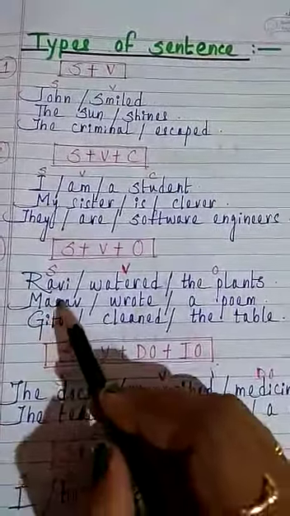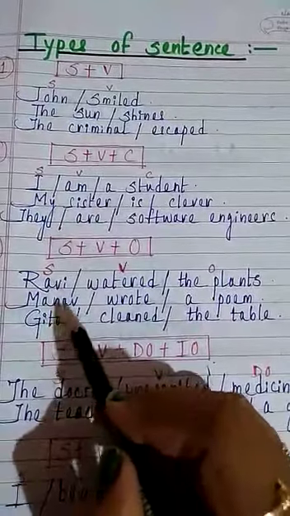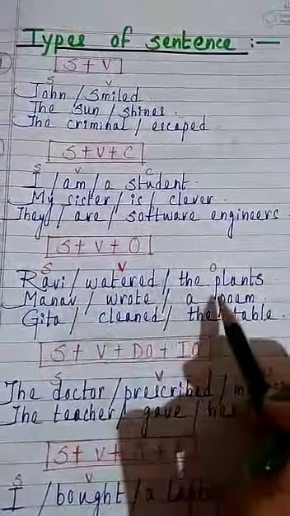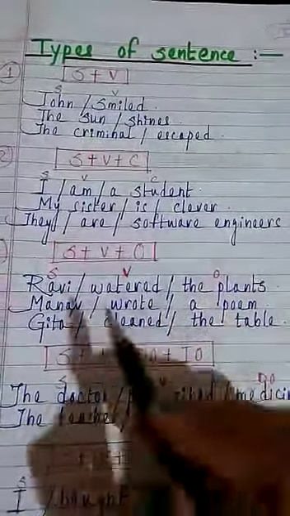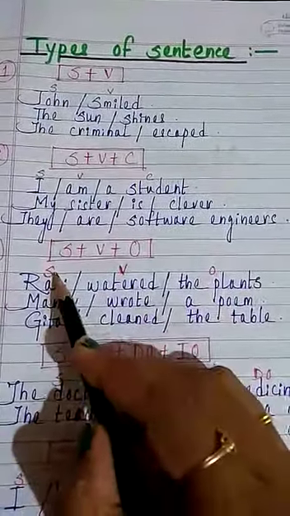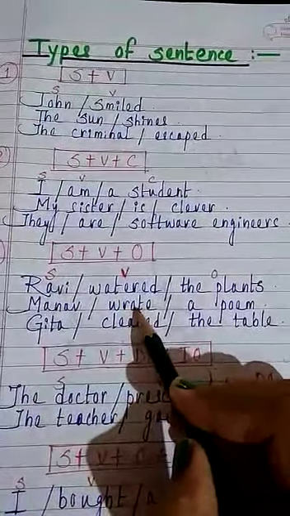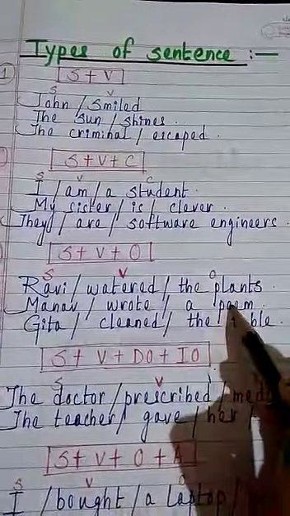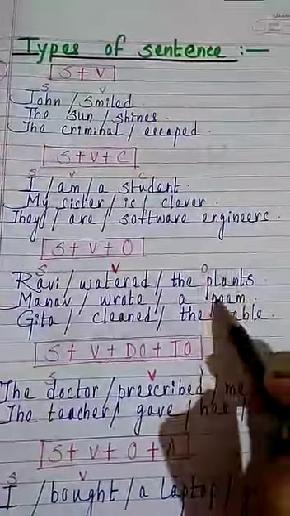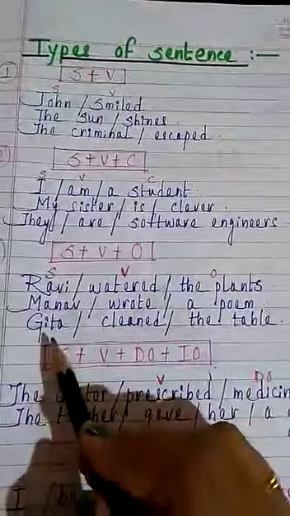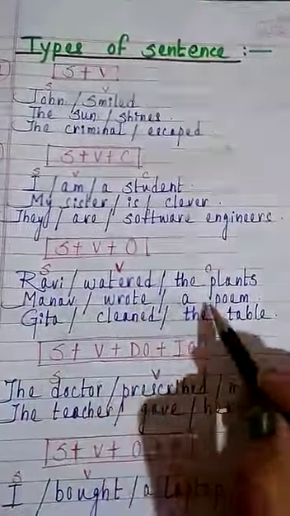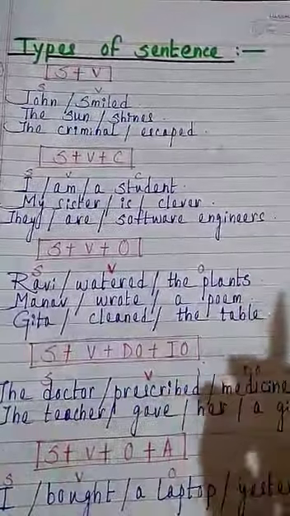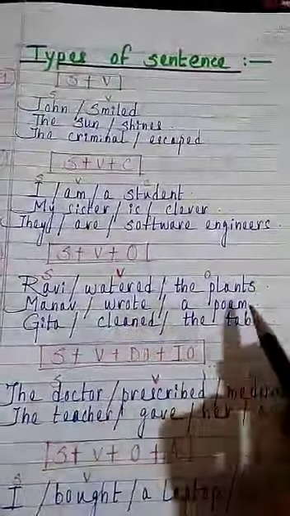Look at the rest of the examples present here. Manav wrote a poem. So मानव ने क्या लिखा था? एक कविता लिखा था. तो Manav is the subject. Wrote, write का past tense हुआ है wrote. तो wrote is a verb. A poem is an object. So Manav wrote a poem. It's complete. It gives a complete sense. So this is a sentence.